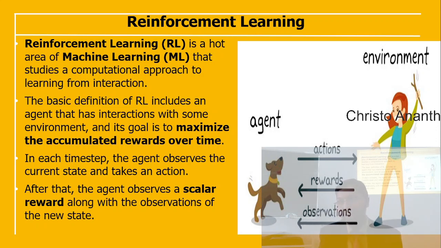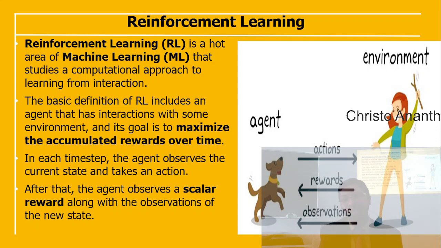In each time step, the agent observes the current state and of course takes an action. Suppose there is a dog and you are the master. If you are angry, the dog will go somewhere, like that. If you are in a very good mood and say, hello puppy, come here, it immediately comes. So it is observing. That is the work of the agent in machine learning: it is observing the inputs and processing the outputs.